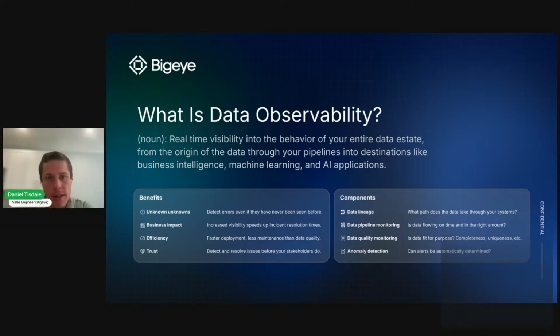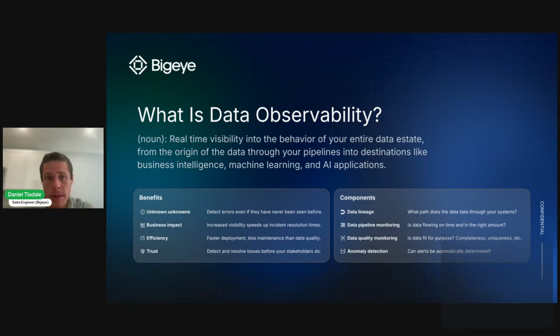Now, what are some of the benefits of a data observability solution such as Bigeye? We help identify and detect the unknown unknowns. So, this is detecting errors even if they have never been seen before. We help with business impact. So, really increasing the visibility of any of these issues and data quality issues that come up.